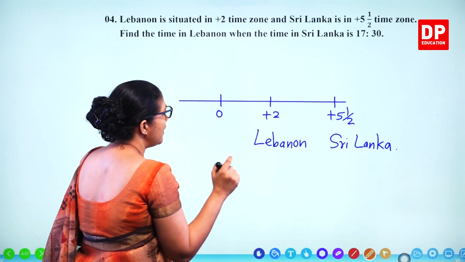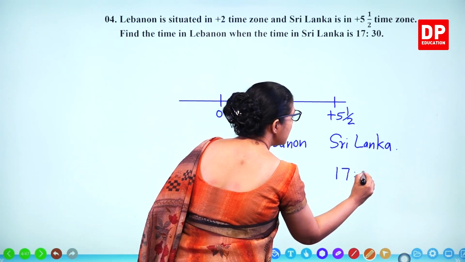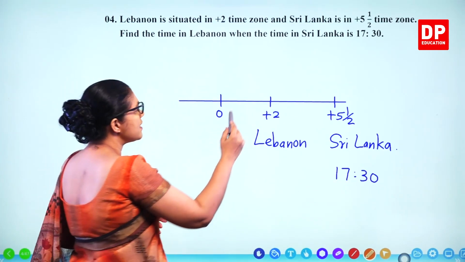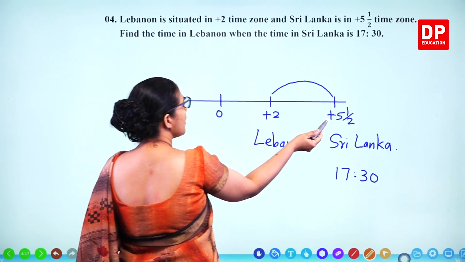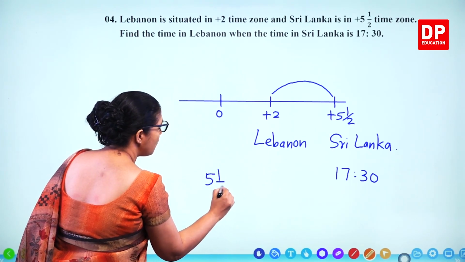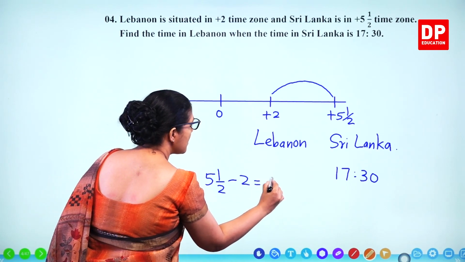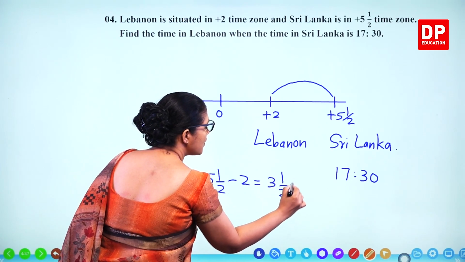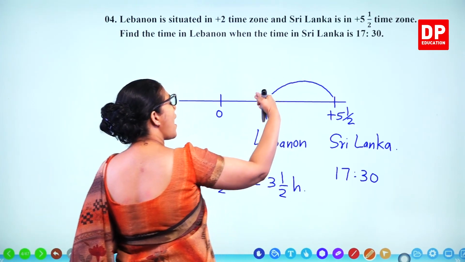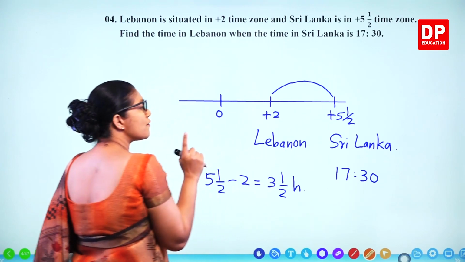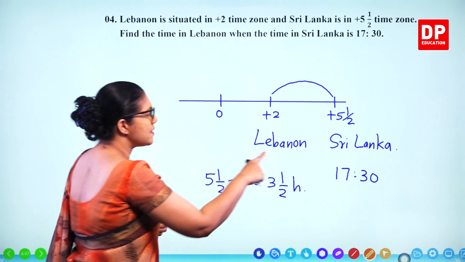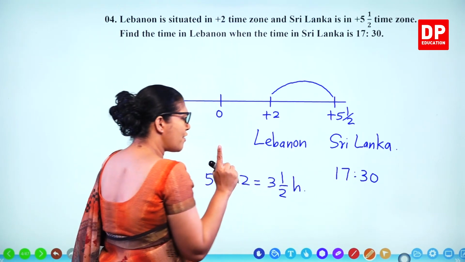If the time in Sri Lanka is 17:30, they are asking the time in Lebanon. So what is the difference here? 5.5 minus 2 becomes 3.5 hours. The difference is there, so here you have to subtract. This is the +2 region, this is +5.5. Subtract 3.5 hours from 17:30.